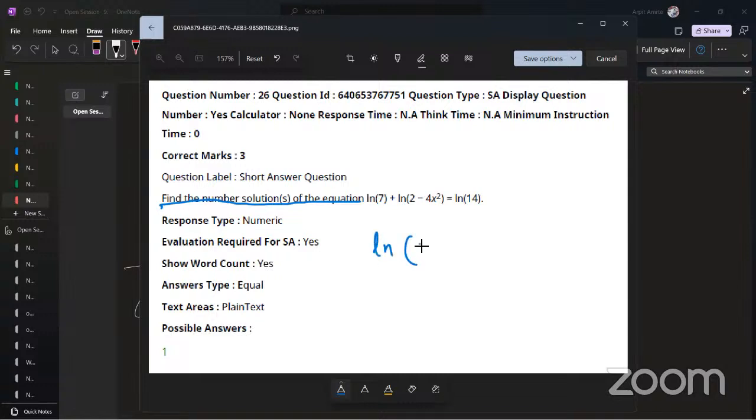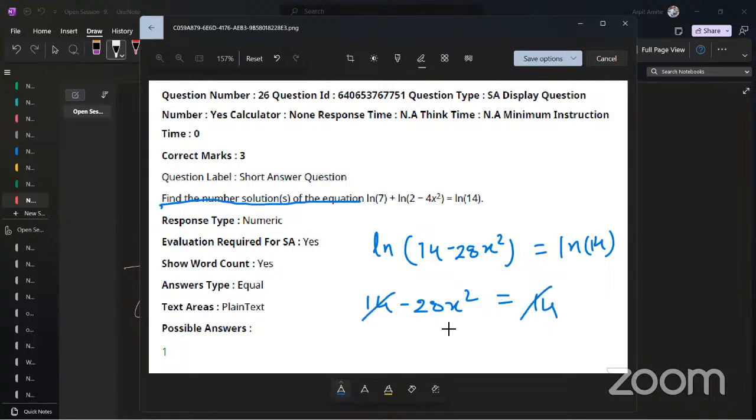It will be ln(14 minus 28x square) equals ln 14. So this will be 14 minus 28x square equals 14, because ln is a one-one function, that is why we can equate this kind of thing. Then you will get only x square equals 0. You will have only one solution, x equals 0.